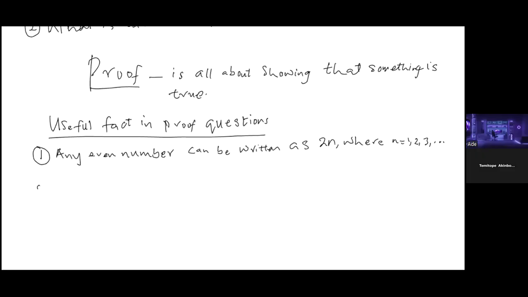Number 2, any odd number can be written as 2n plus 1 or 2n minus 1.